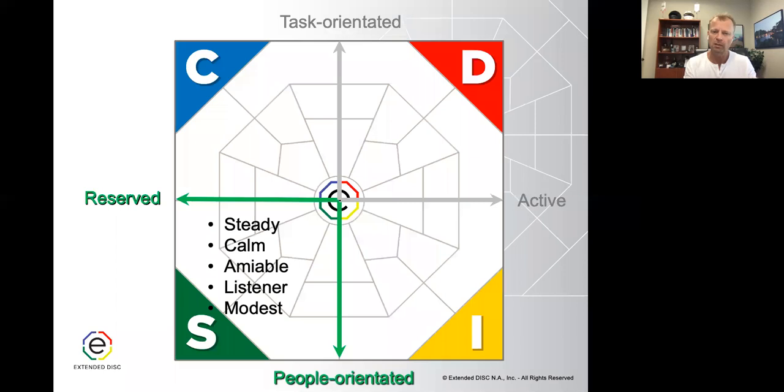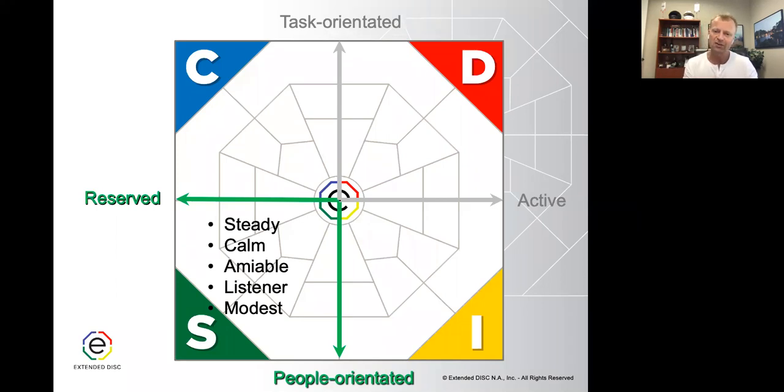S styles are more about the people they know. They really love working in teams because the team environment provides them not only opportunities to support the team, but the team members provide them with support and encouragement and a feeling of stability and calmness and being part of something that is small yet very cohesive. And of course, family and friends tend to be really important, while I styles, they know everybody.